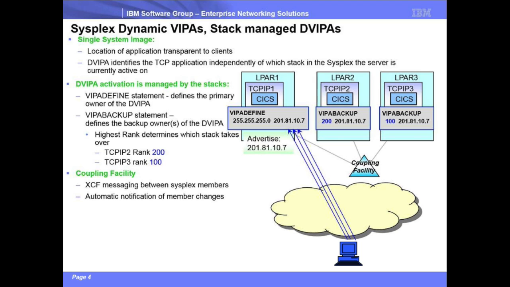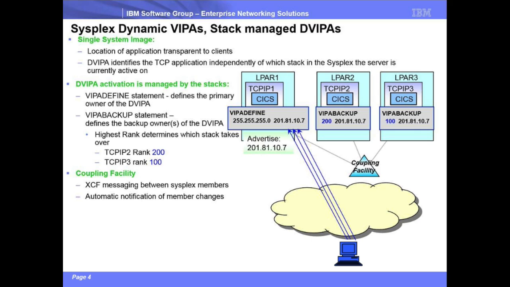And again, as I mentioned earlier, DYNAMICXCF allows connectivity automatically between all of the members in the Sysplex. XCF messaging is used to actually send these different configuration statements between the stacks. So all three stacks are actually aware of which stack currently owns the DVIPA and which stacks back up that DVIPA.